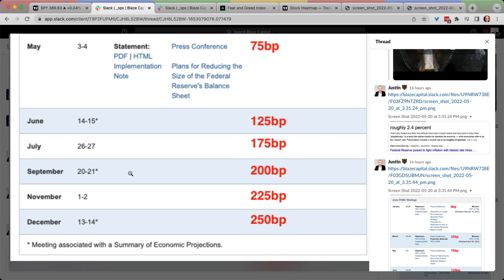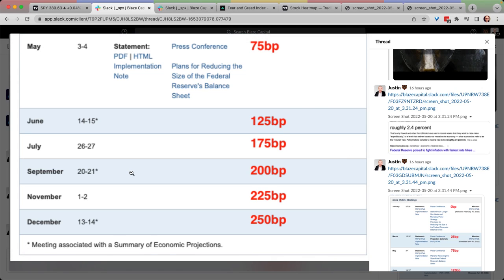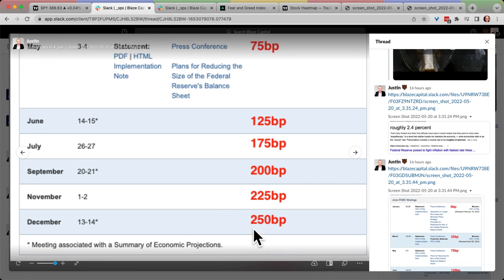So starting in September, we have another asterisk there, which means another meeting associated with the summary of economic projections. If Jerome is truly trying to squash inflation and we keep getting high prints, he's going to have to go beyond the neutral rate. And he's already said he's willing to do that. So this 250, which is currently what the market is pricing in, is going to have to go higher.